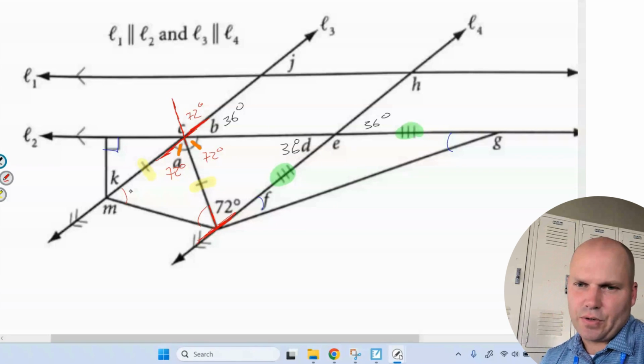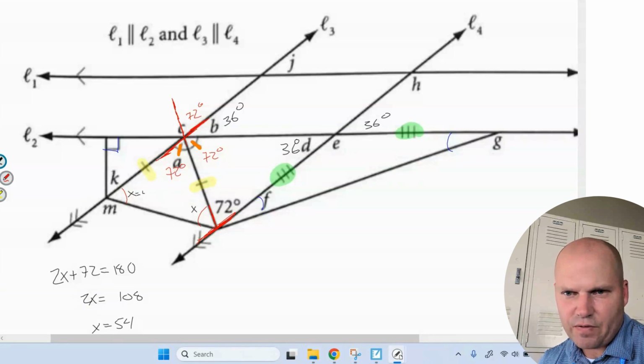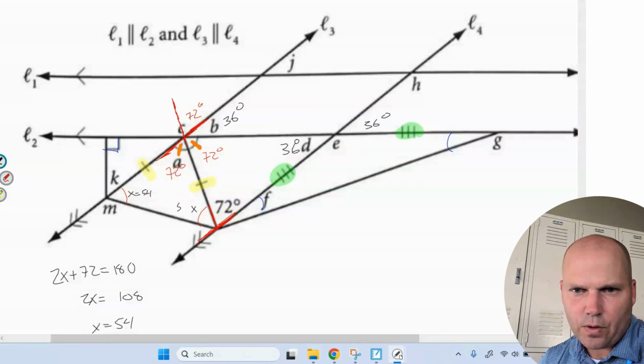Okay, if this is 72, this and this must be the same. That means doubling x's plus 72 must equal 180. Well, that means doubling x's has to equal 108. That means x is 54. So this angle here is 54. This angle here is 54.